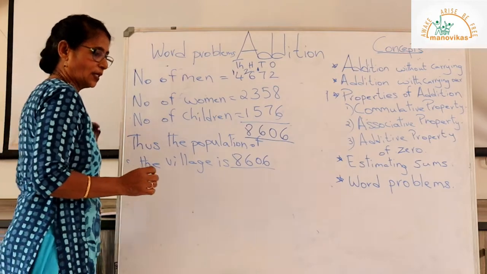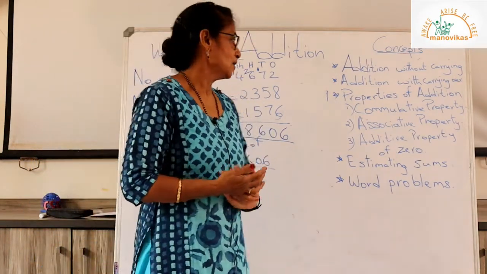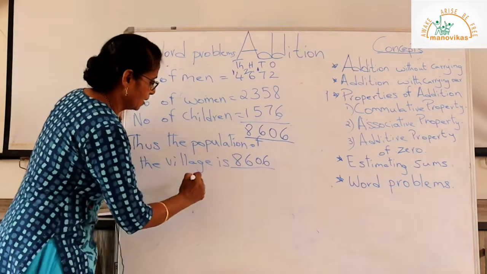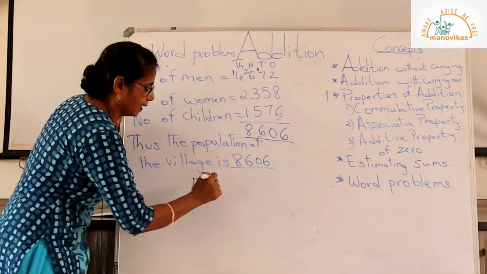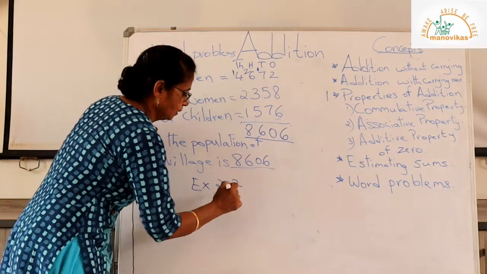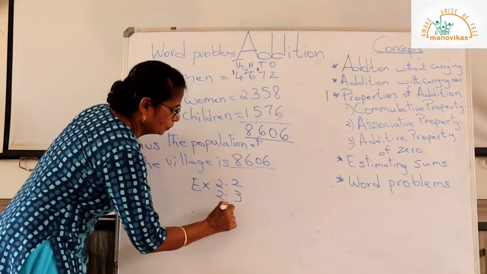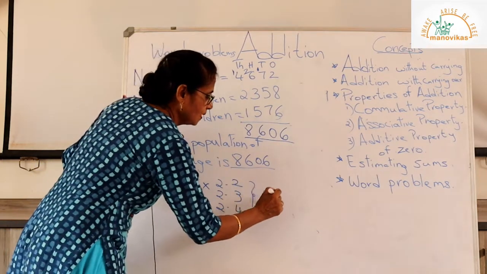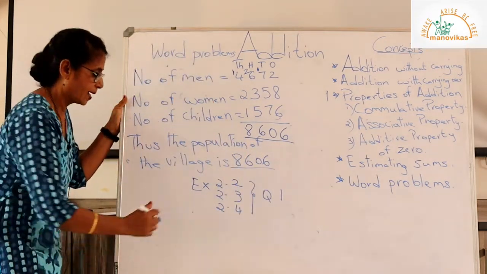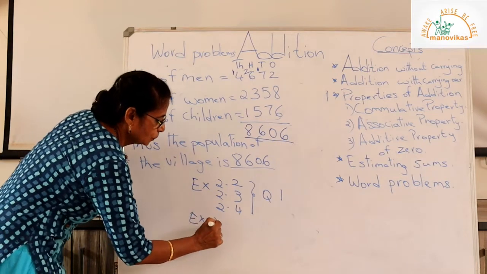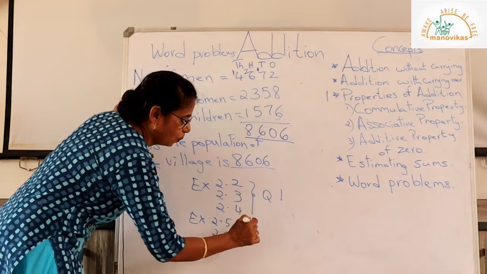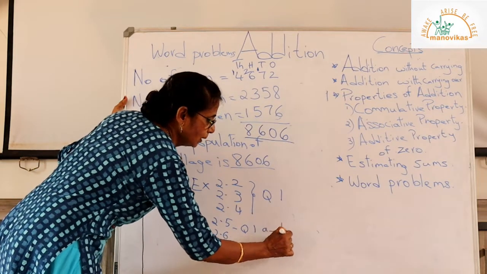I would like to give you some homework. On your maths textbook, you can do the home exercise 2.2, 2.3, 2.4, all these 3 exercises, question number 1, and exercise 2.5 and 2.6, question 1, A to H.